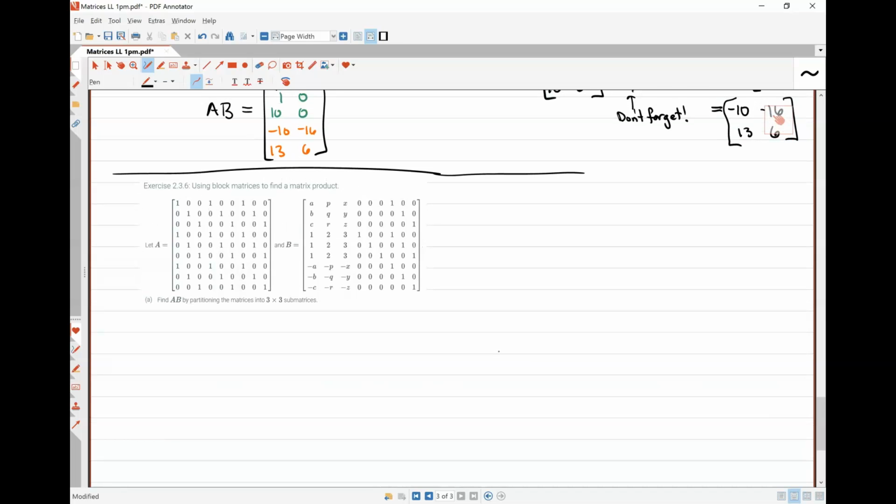Okay, so this one, they're actually very specific about finding this product, and they tell you to use this particular partition, 3 by 3 matrices, right? So already we know we don't have a choice. Well, I guess we do have a choice, but it already suggests to us that 3 by 3 submatrices is going to be the right way to go. It's hard to see over here because, what is this, a 10 by 10 matrix? Oh no, it's 9 by 9, that's right. And this is also 9 by 9.